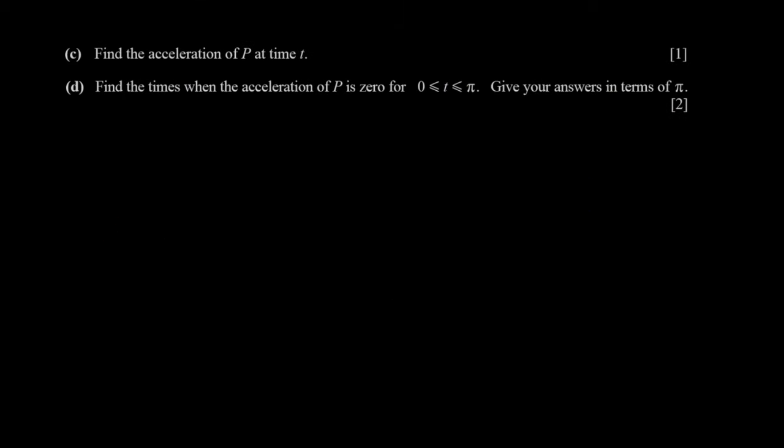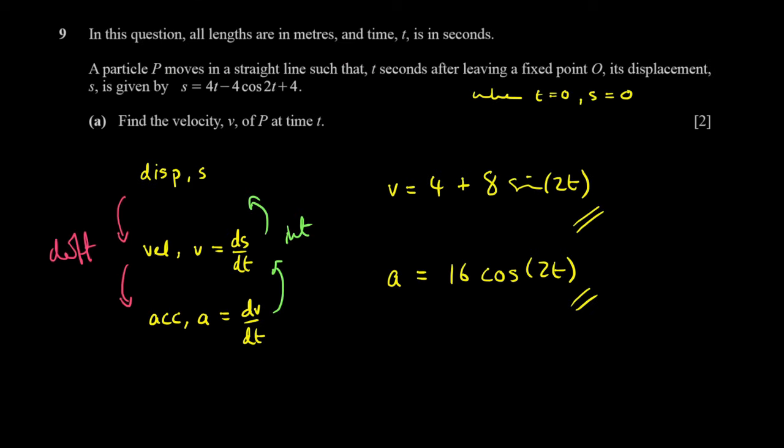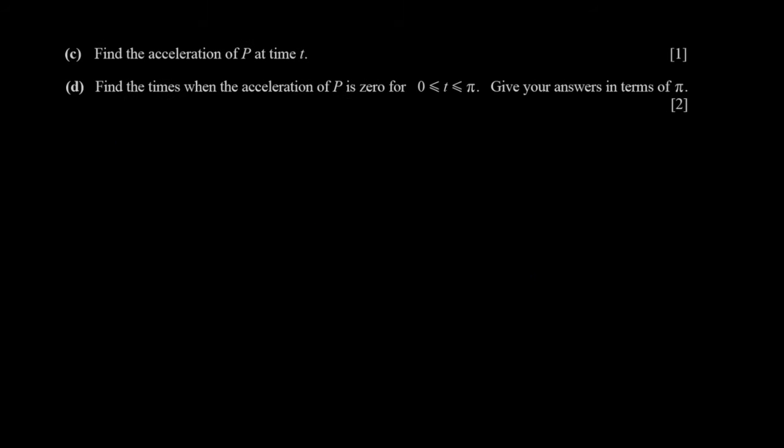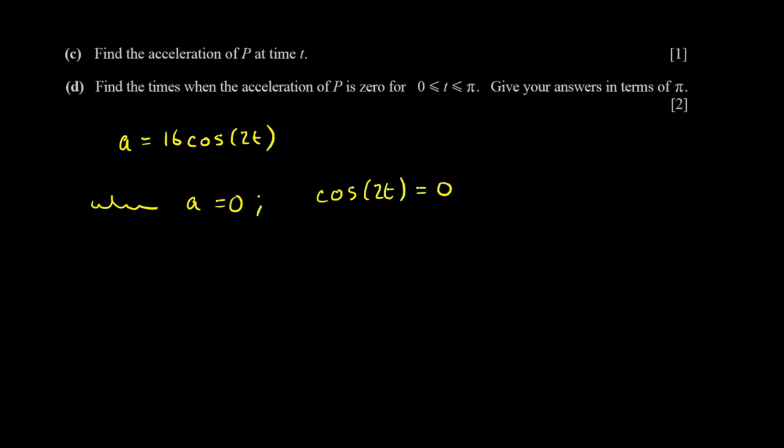That's part C. Find the times when the acceleration of p is 0 between 0 and pi. Okay, all right. Well, 16 cos 2t. So a is equal to 16 cos 2t. So we want to find when a is equal to 0. So in other words, when cos 2t is equal to 0. Well, again, when is the cosine equal to 0?